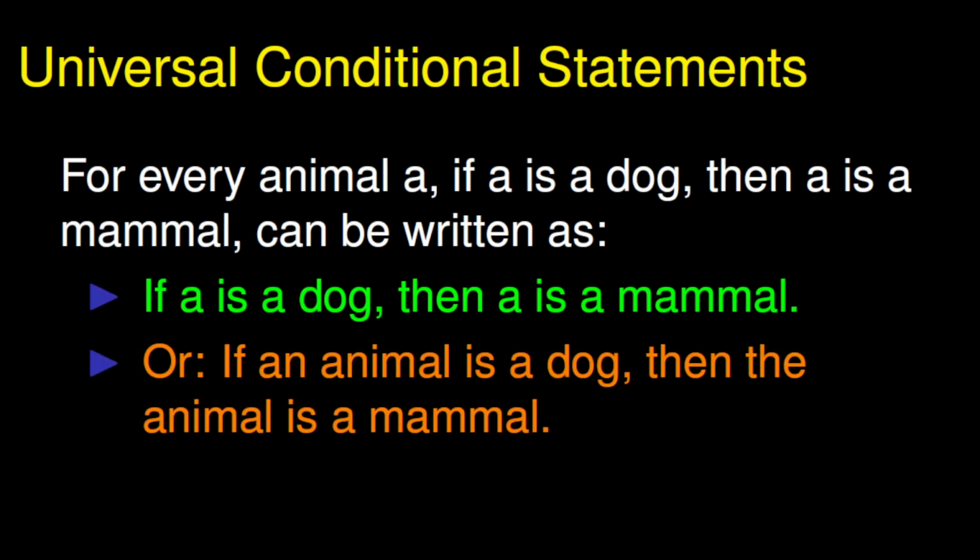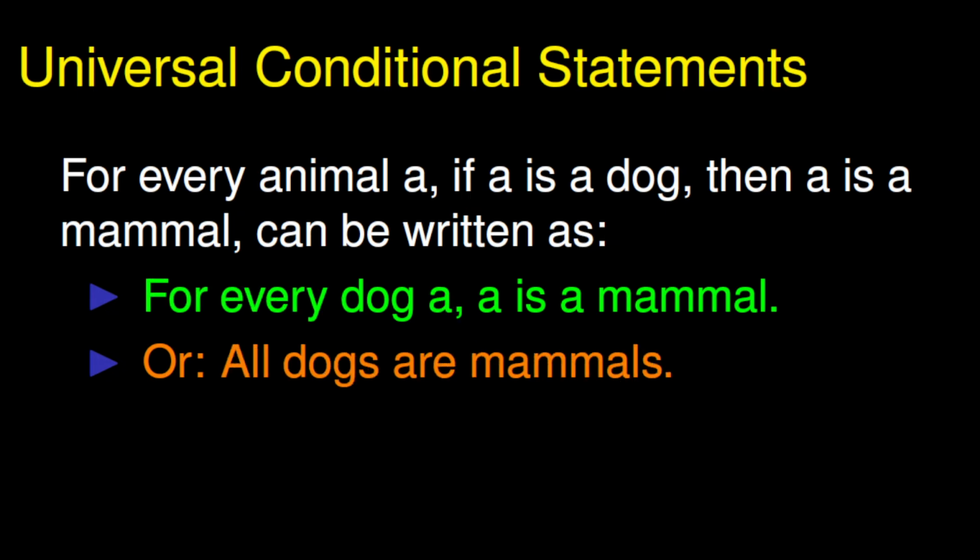For example, the statement, for every animal A, if A is a dog, then A is a mammal, can be rewritten in a way that makes its conditional nature explicit, but its universal nature implicit. If A is a dog, then A is a mammal. In this case, the statement is rewritten as a purely conditional statement without changing its meaning. We can also write, if an animal is a dog, then the animal is a mammal.